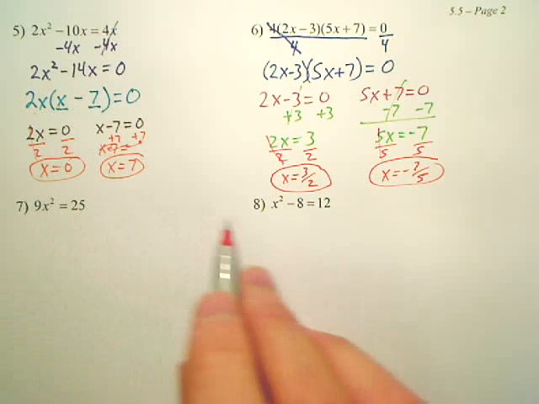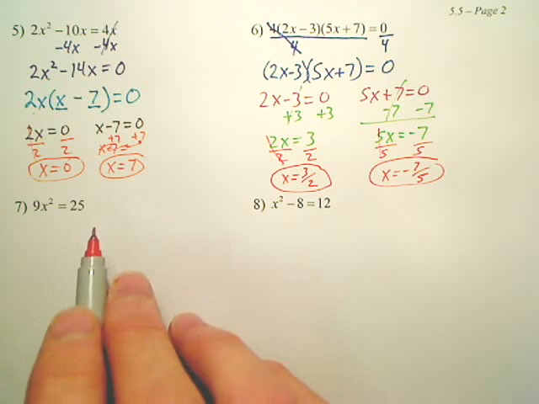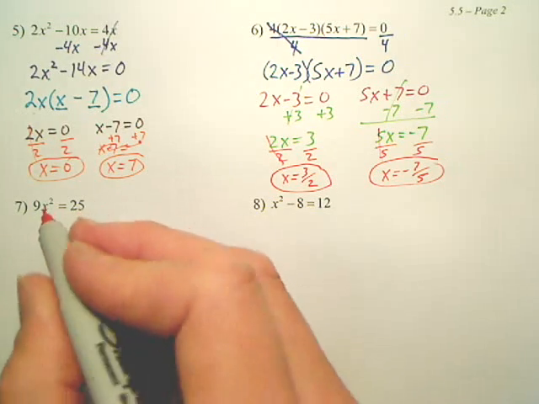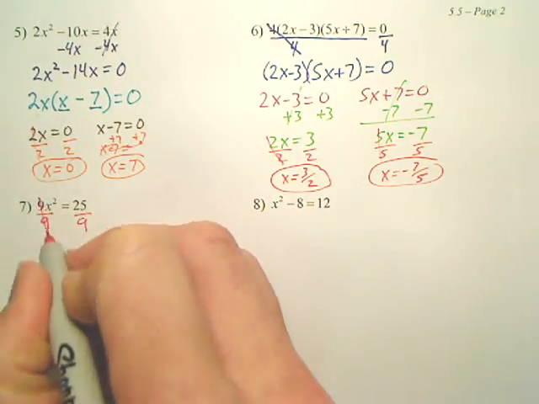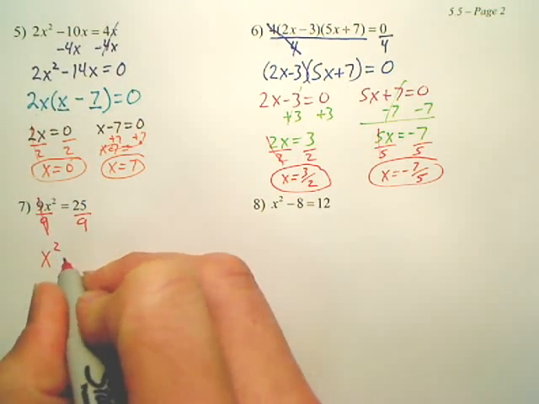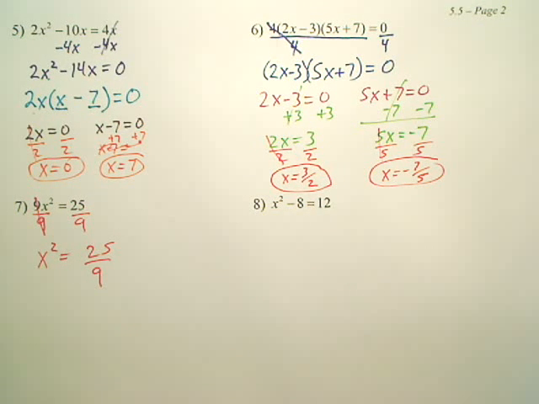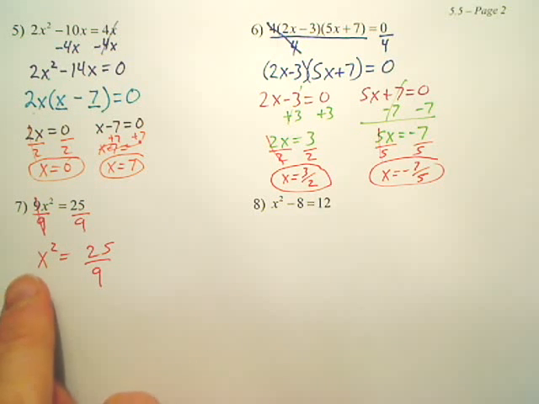Do you understand on both these, 7 and 8, you do not have any just straight x's. It's just x squared. Whenever you just have an x squared and no x's, there's an easier way to solve it than factoring. Basically, you first are going to get the x squared by itself. So you first get the x squared by itself. Now, again, this only works if there's an x squared and no x's.